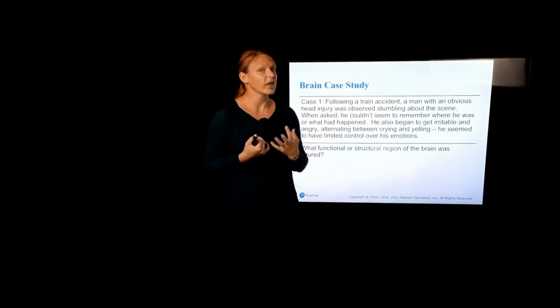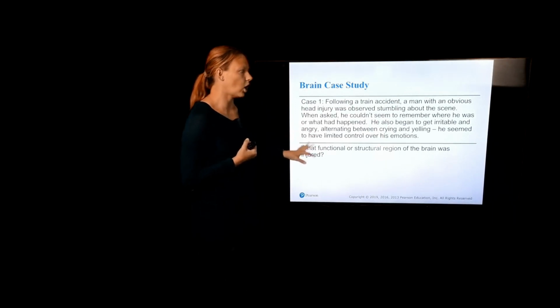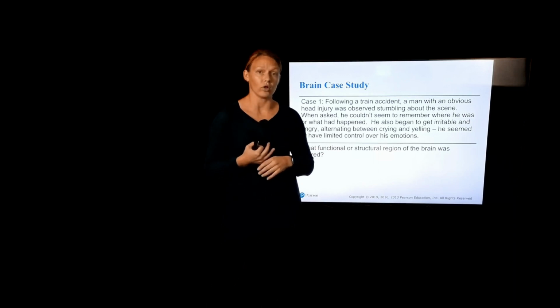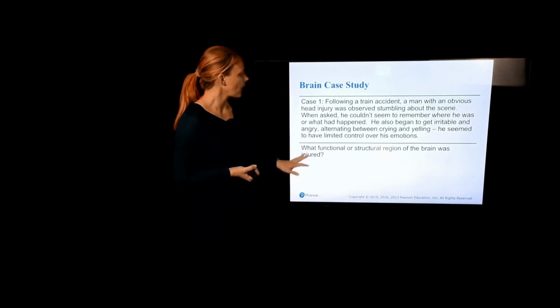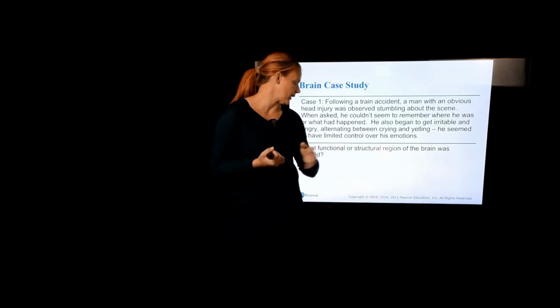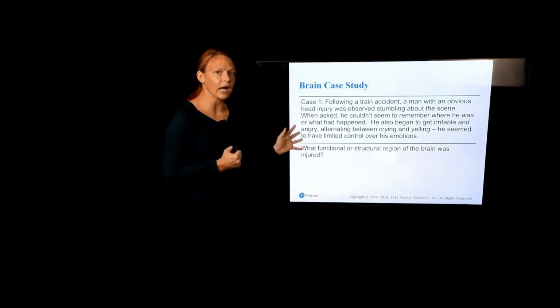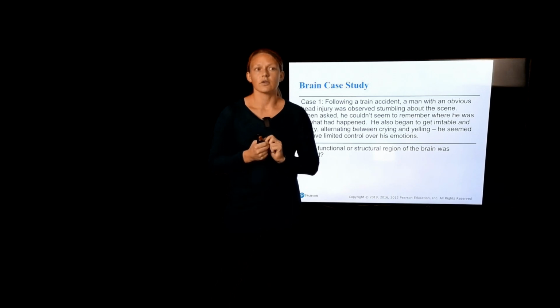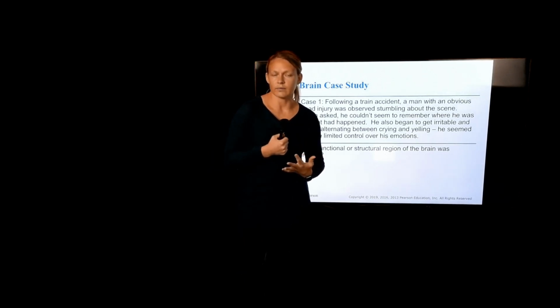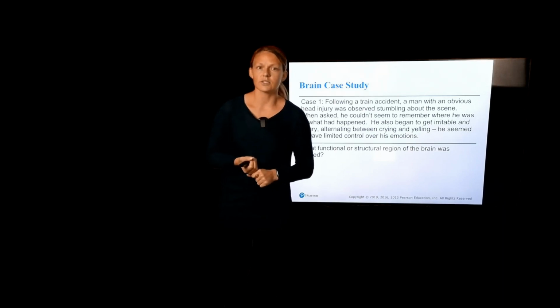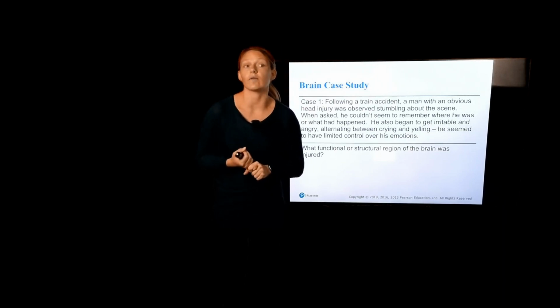He also began to get very irritable and angry, alternating between crying and yelling. He seemed to have limited control over his emotions. What functional or structural region of the brain do you think was impacted? So again, I'm going to help you with this first one. So first one, we see he's in an accident, right? He starts stumbling, so he doesn't have much control of his balance and equilibrium. So you can probably think about the part of the brain that's involved with that, right?